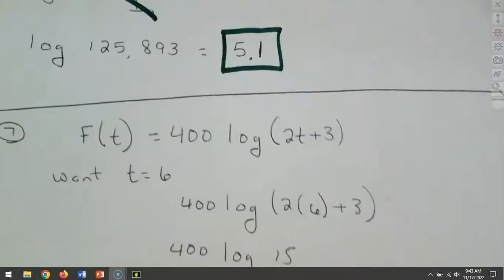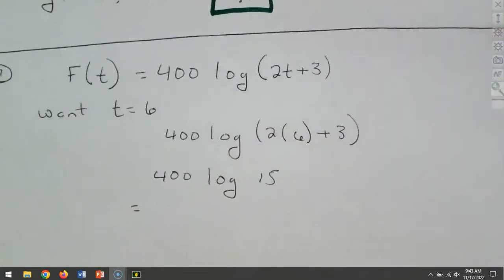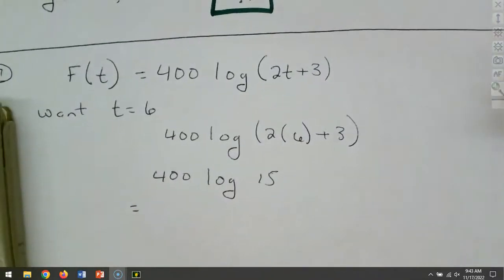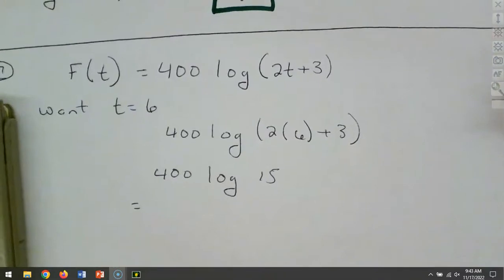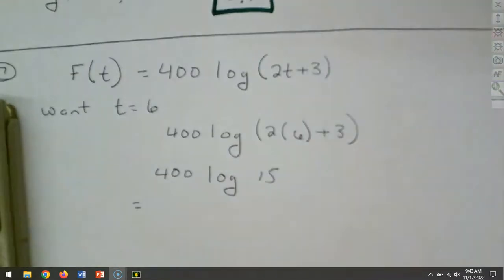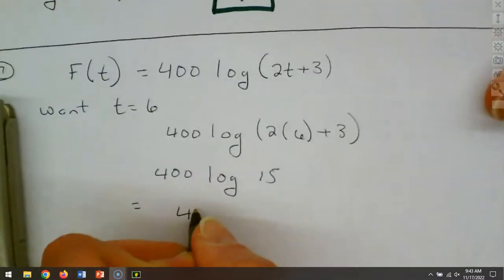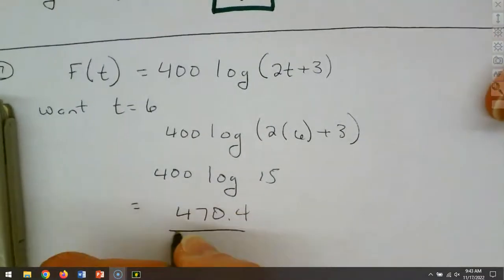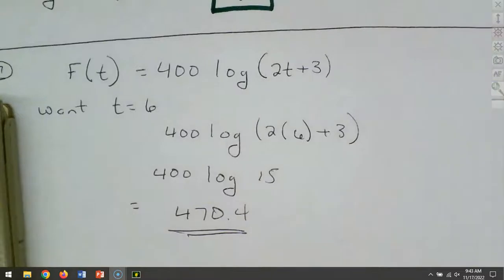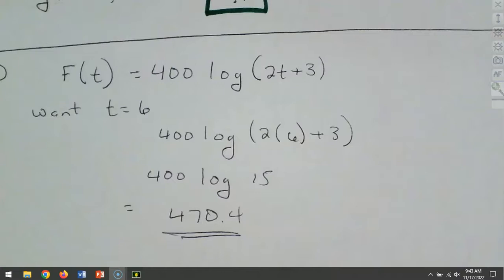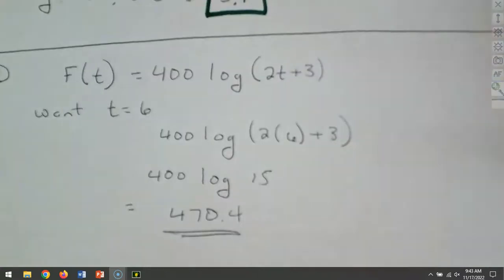And what does that then come out to give you? We just need to find our log of 15. Multiply that by my 400, and that's going to give you, it didn't say how far to round. We'll just take this out to 1 decimal place, so that's 470.4. That's going to be your population. Or you could just write 470, that's fine.